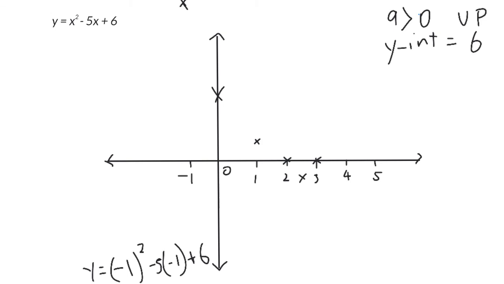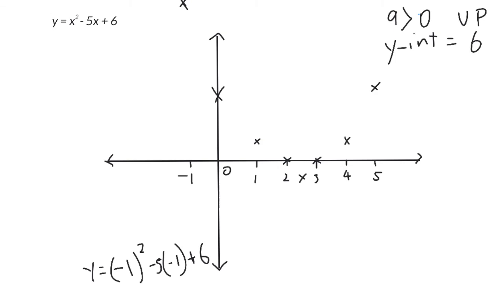So what's going to happen somewhere in here is we're going to have our turning point. We don't have the exact coordinate of our turning point yet, but we will shortly. Now, when I substitute in x equals 4, I end up with 2. 16 minus 20 plus 6 is 2. And when I do the same thing with 5, I end up with 6.